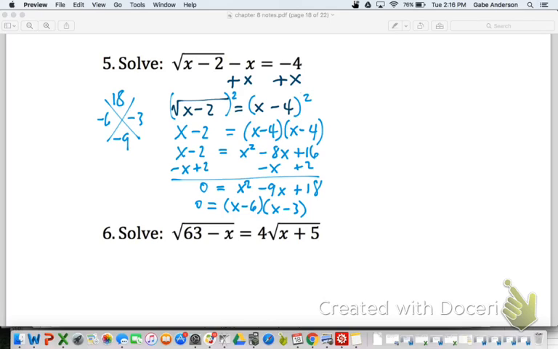Once you have it factored, what comes next? You set them equal to 0. And then you get x is 6 and x is 3. I agree.